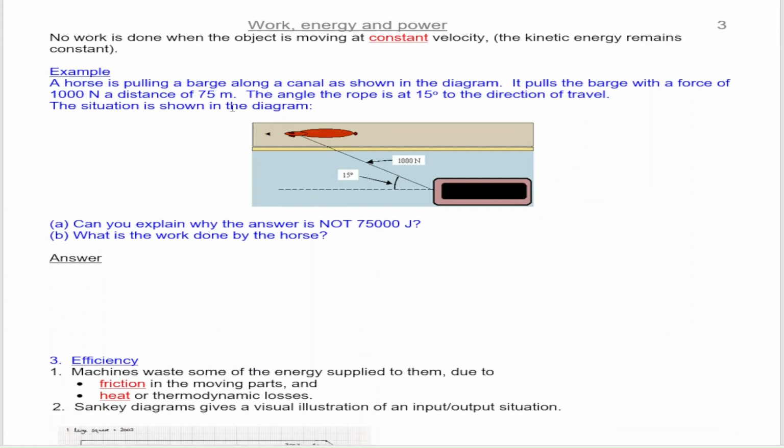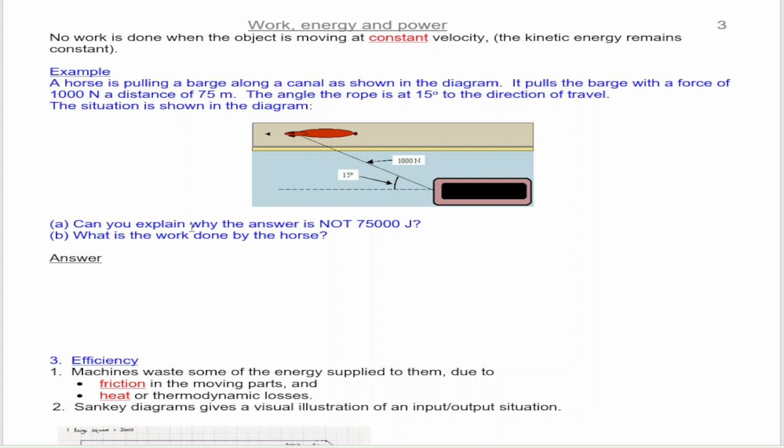A horse is pulling a barge along a canal as shown in the diagram. It pulls the barge with a force of 1000 newtons at a distance of 75 meters. The angle the rope makes is 15 degrees in the direction of travel. The situation is as shown here. So we've got the 15 degrees in between and the force of 1000 newtons that way.